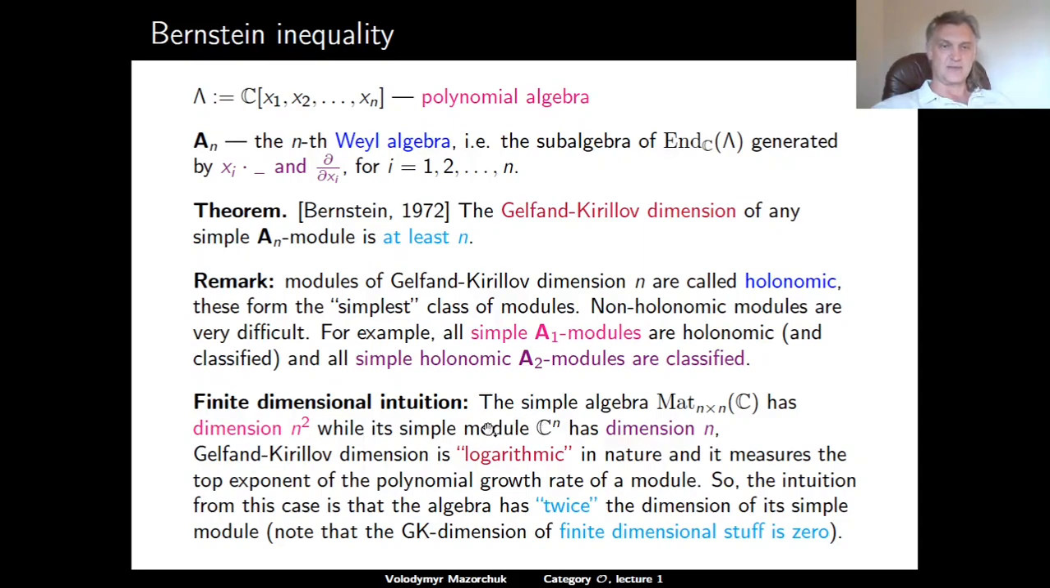But in some sense, one can see that the logarithm here, so the degree here, is twice bigger than the degree of the simple module. And the Bernstein inequality is in some sense the infinite dimensional analog of this observation. Note that the Bernstein inequality is really an inequality. It says that the Gelfand-Kirillov dimension is at least n, but it can be bigger. And in some sense, almost all simple modules over a simple algebra are not holonomic, usually.